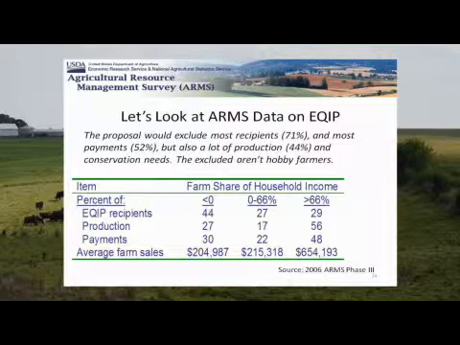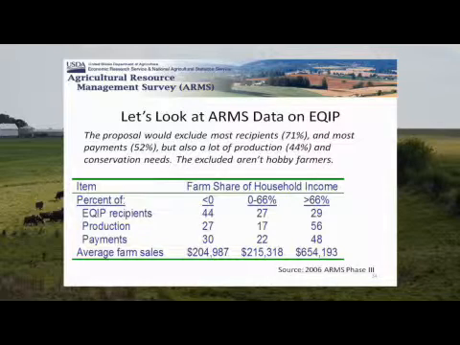Another category was people that got between 0 and 66%, or 2/3 of their income from farming. They would be ineligible. And a third category would be people who got less than 0, that is a negative proportion of their household income from farming. Essentially, most of those are people with losses from farming. They would also be ineligible under the current proposal.